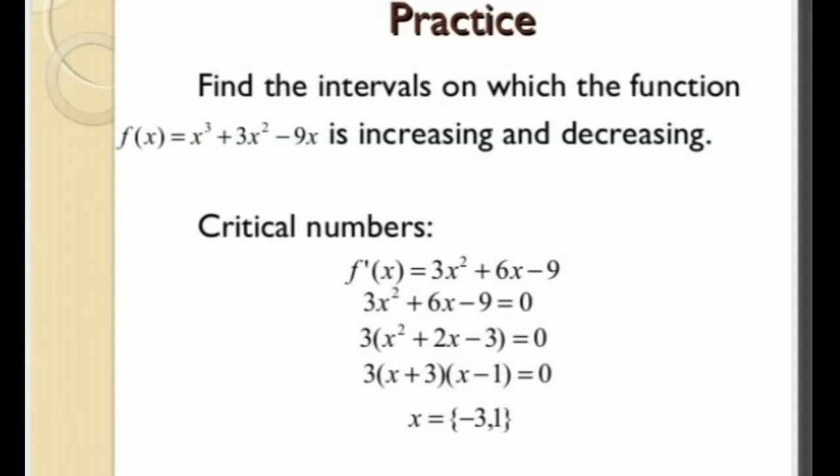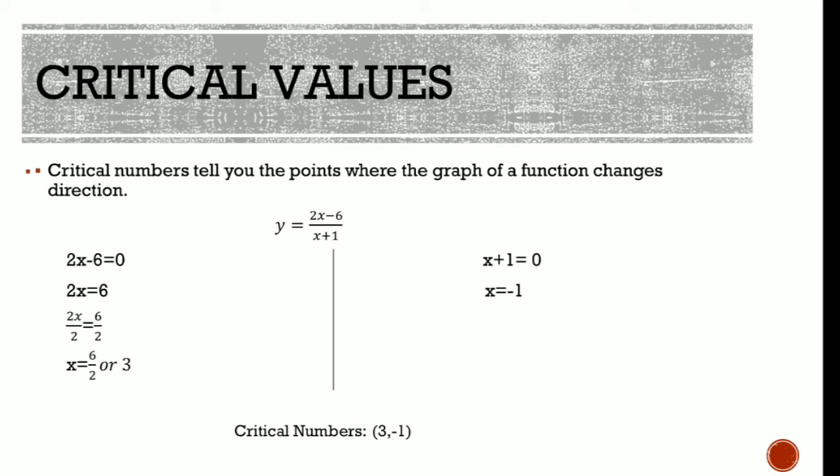Next is getting the critical values of the function. Critical numbers tell you the points where the graph of a function changes direction. To solve for the critical numbers of the function, we will equate to 0 both numerator and denominator. First, the numerator, 2x - 6 = 0. Then transpose the -6, 2x = 6. Divide both sides by 2 to get the value of x. x = 6 over 2 or 3. Next, the denominator. x + 1 = 0, x = -1. So the critical numbers are 3 and -1.